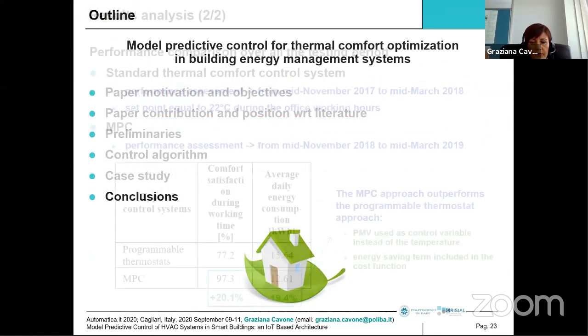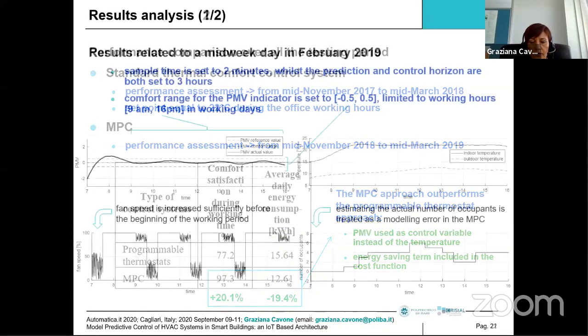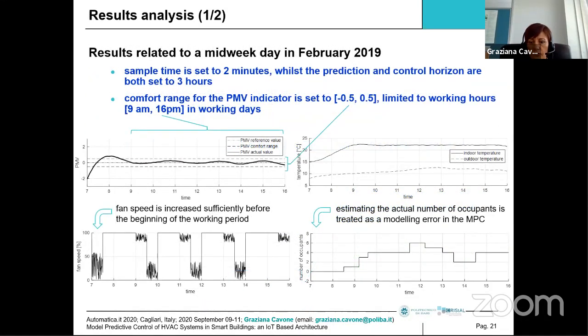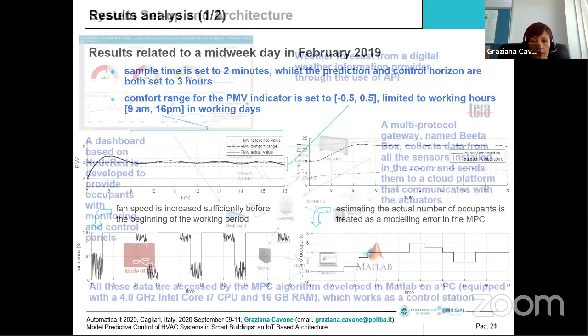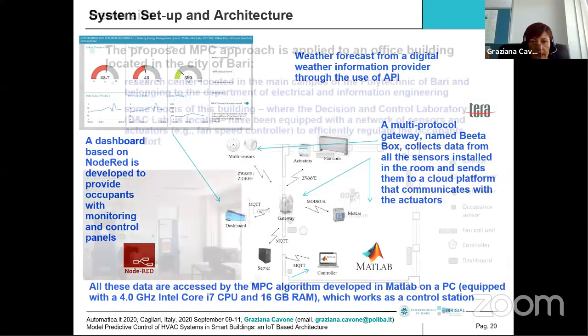In this test case, we are now considering the results regarding one room of the building, because it was, of course, easier for us to install all the devices necessary for the control system. It was a little bit harder to install them all around the building. So the results refer in particular to the room that I was showing at the very beginning.